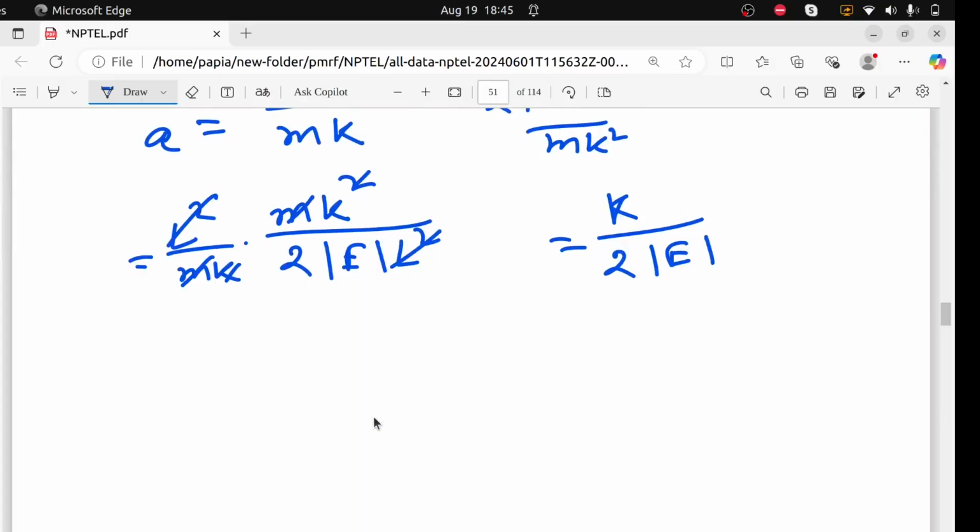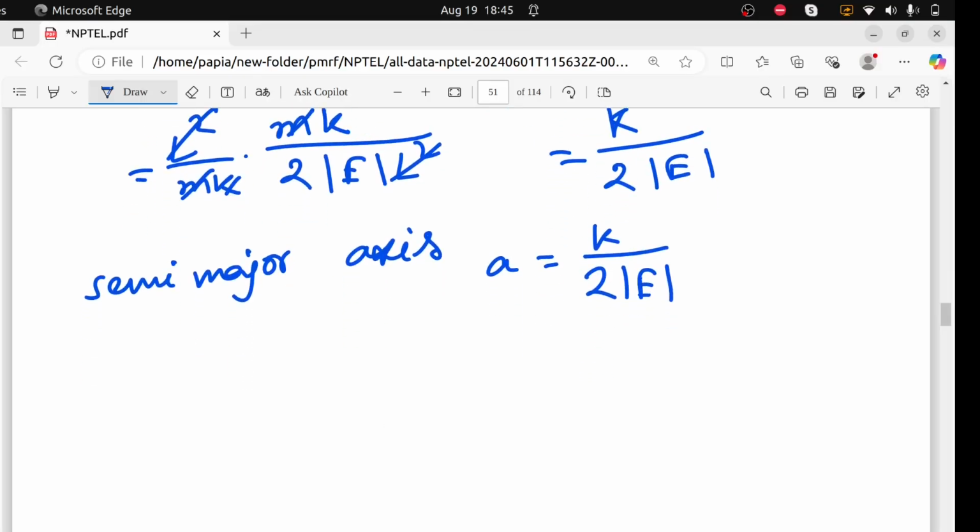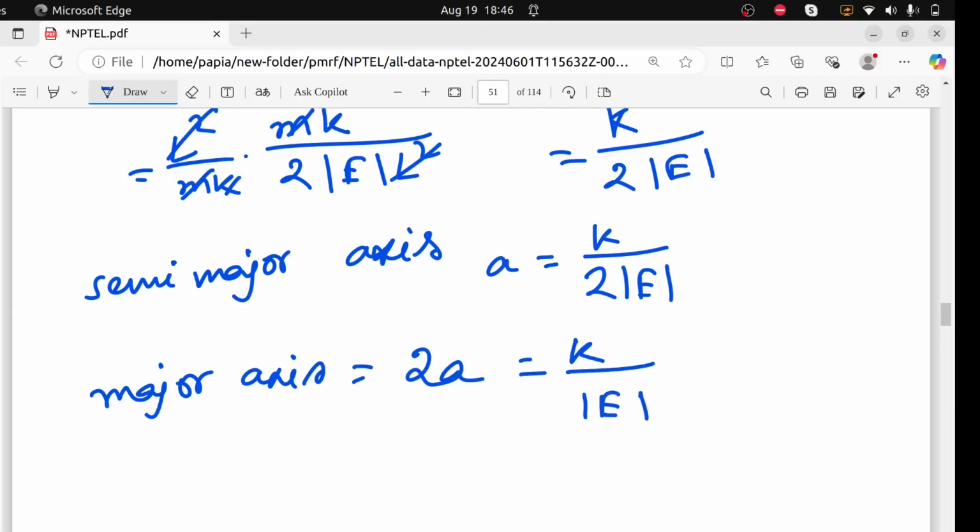So I will have semi-major axis A as k by 2 mod E. But in the question they are asking for the major axis. This is 2a, which is k by mod E.